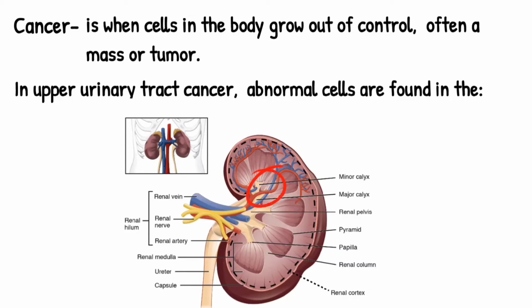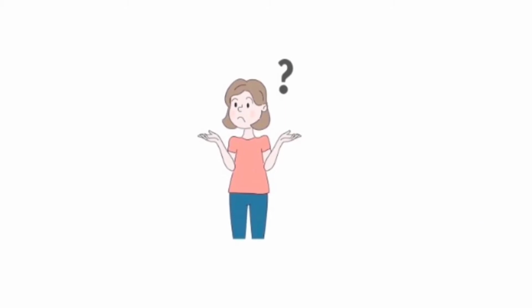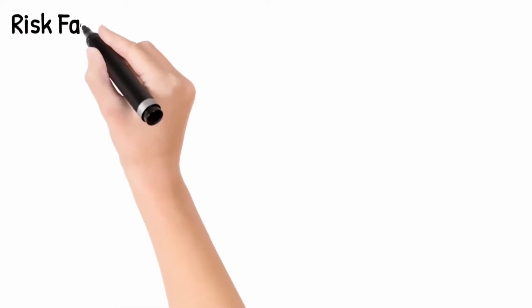Renal calyces, where it is found in the spaces deep in the kidneys. And ureters, which is a thin tube made of muscles which moves urine from the kidney to the bladder. Since the exact cause of this cancer is not known, it is difficult to prevent. Still, there are certain risk factors that are known to affect cancer development.